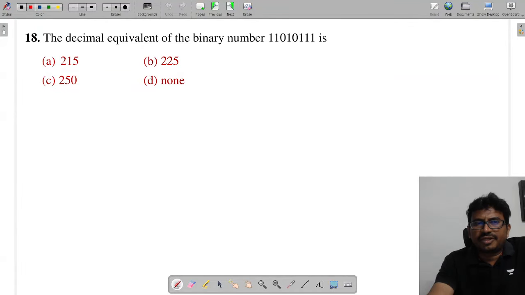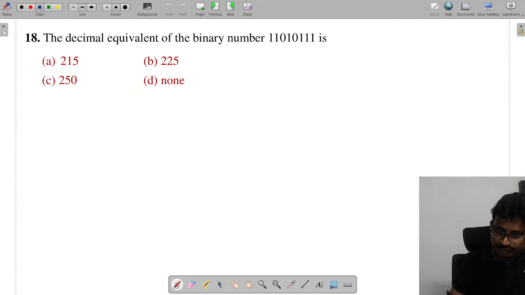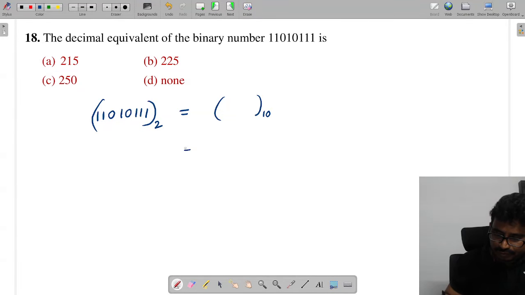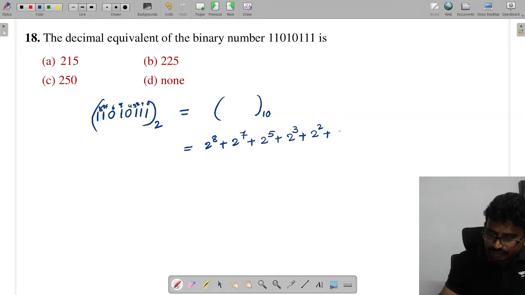The decimal equivalent of the binary number. They have given 110101111, base 2, and we need it in base 10. So what should we do here? You can see the positions 0 1 2 3 4 5 6 7 8. So it means 2 power 8 plus 2 power 7 plus 2 power 5 plus 2 cube, 2 square, 2 power 1 plus 2 power 0.